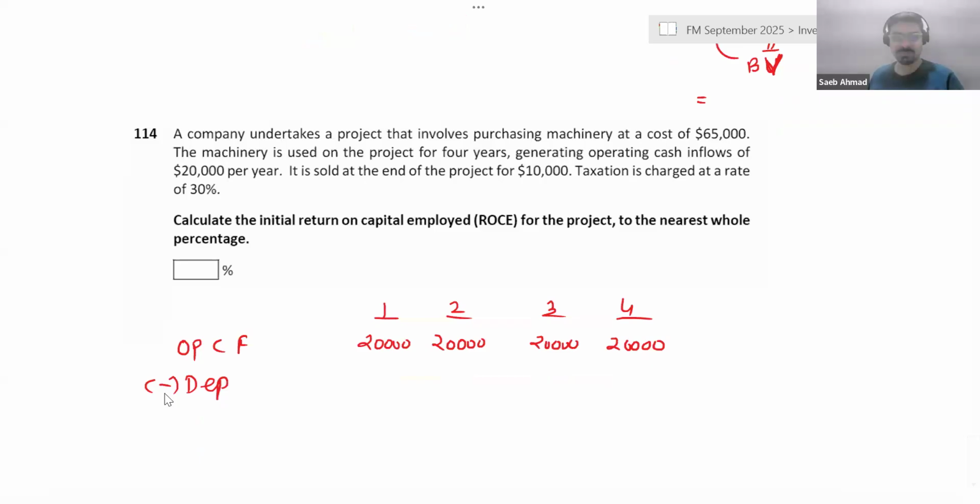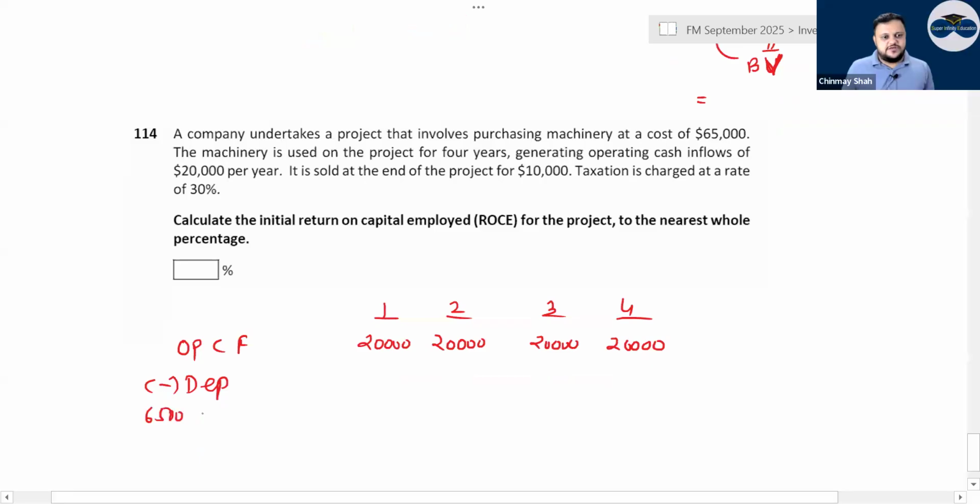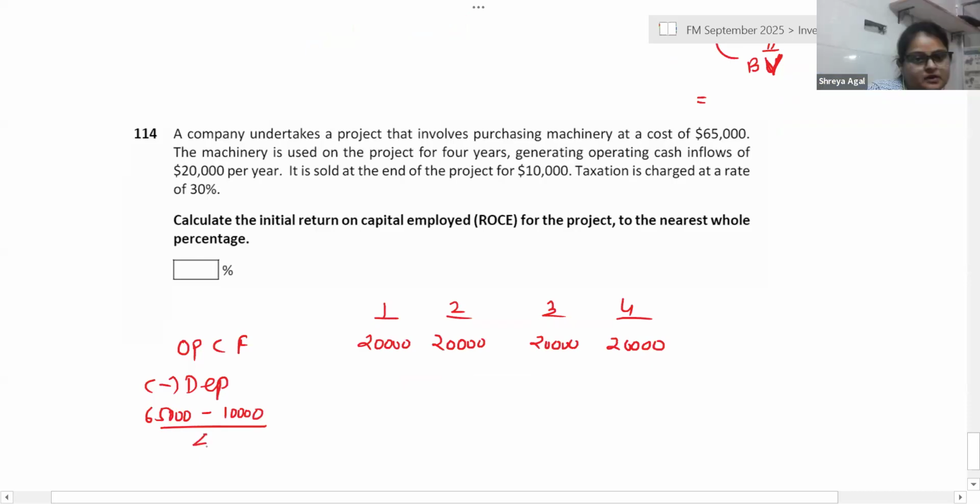Depreciation every year. 13,750. So 65,000 minus what? Tell me. 10,000. The whole divided by how much? 4 years, right? How much is that depreciation every year? Yes, 4 years. How much is it? Depreciation. 55 by 4, how much will it come? 13,750. 13,750.